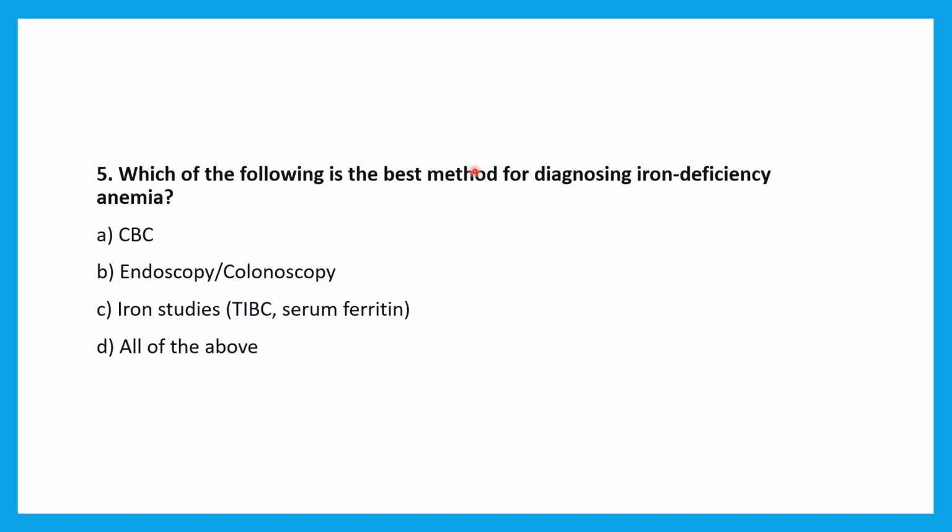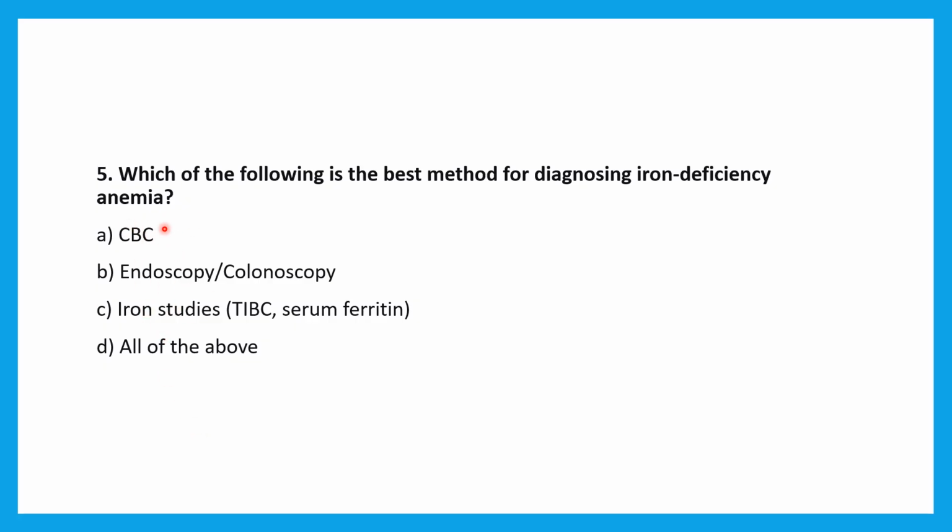So which of the following is the best method for diagnosing iron deficiency anemia? A, CBC, complete blood count. B, endoscopy or colonoscopy. C, iron studies such as TIBC and serum ferritin. And then D, they're saying all of the above. So which one is the correct answer here? What do you think it is? Let's start analyzing the answers.